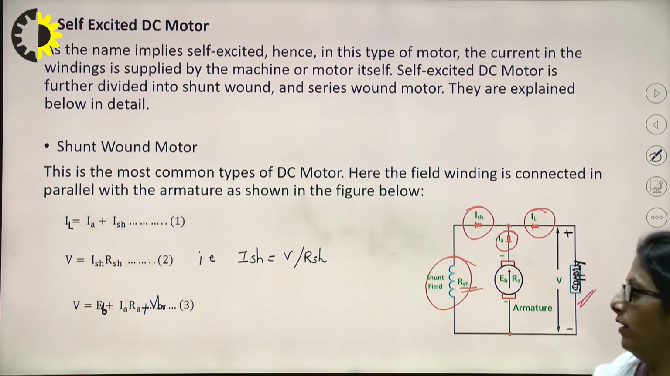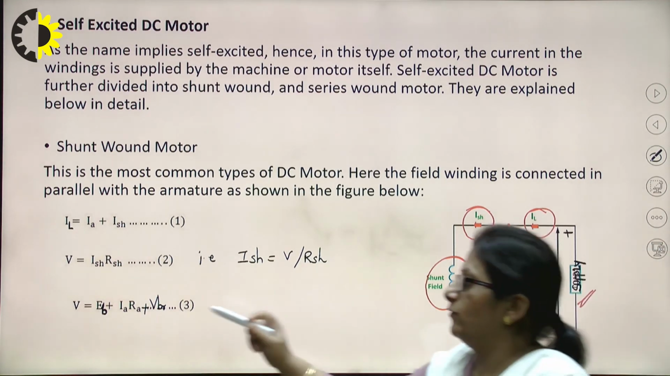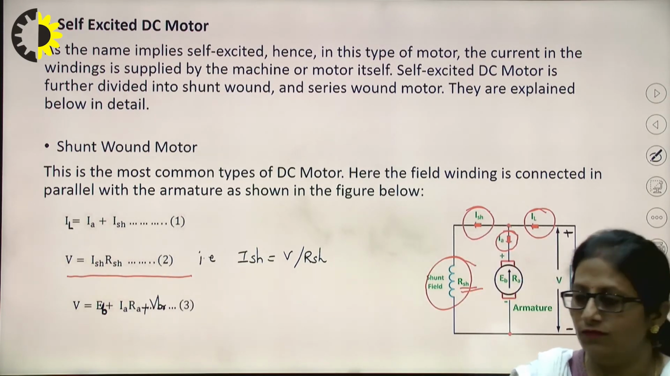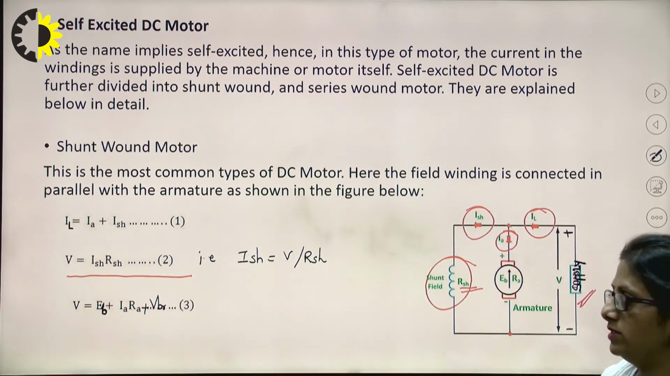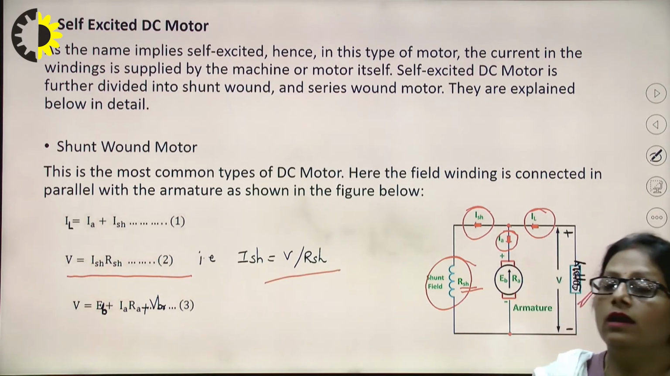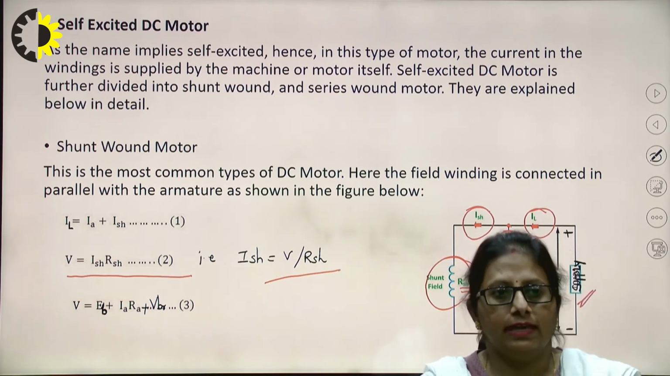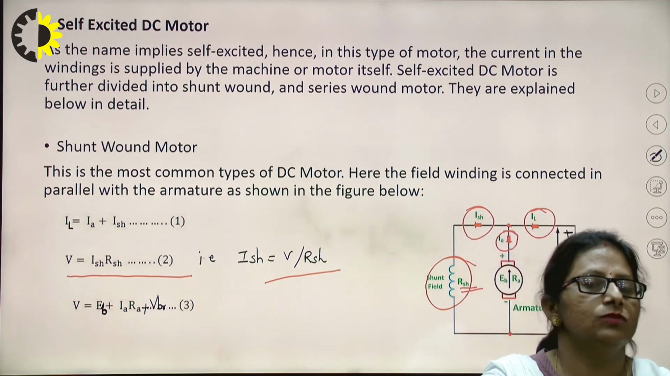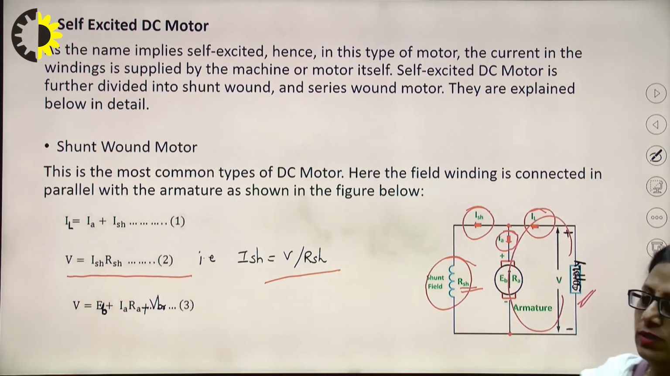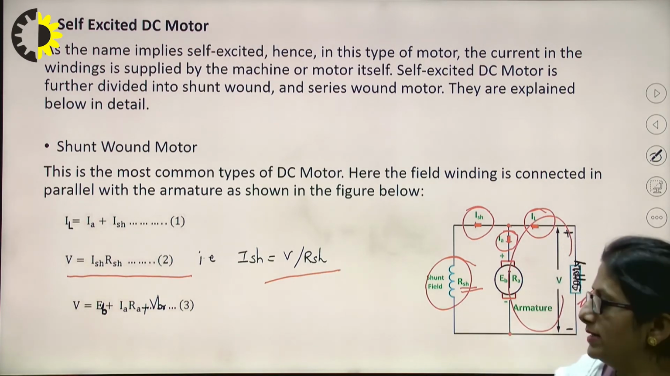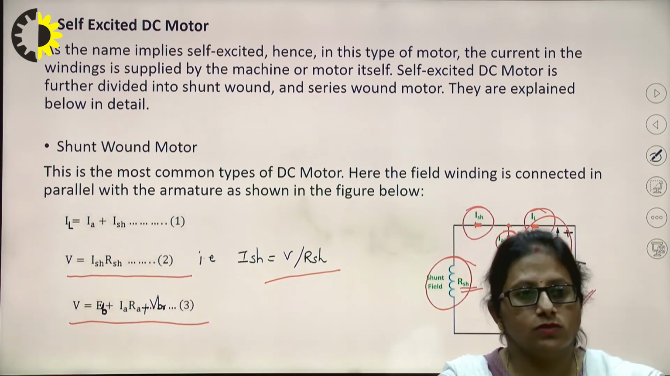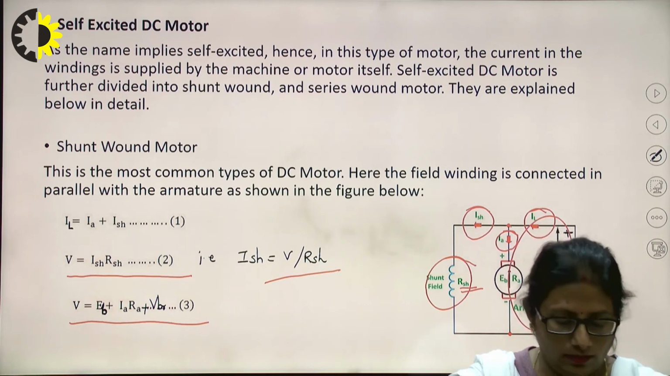Similarly, for the shunt field winding, the voltage across the shunt field winding is given by V. So that is given by Ish into Rsh, or obviously, Ish is given by V upon Rsh. The voltage equations, right? Once again, there is no change in the voltage equations if you just see, right? I'm having the same KVL loop that I was having for a separately excited one, right? So once again, V is given by the back EMF plus the armature resistance drop plus the voltage brush contact drop.